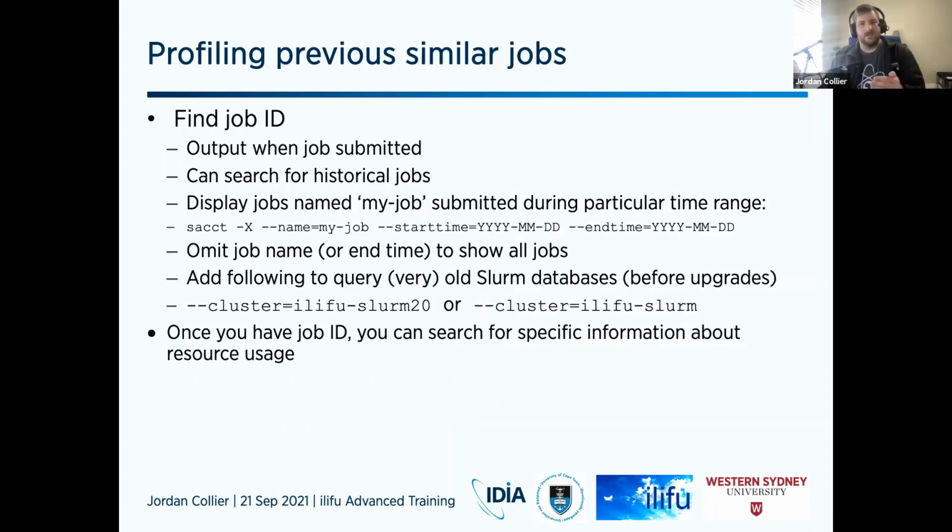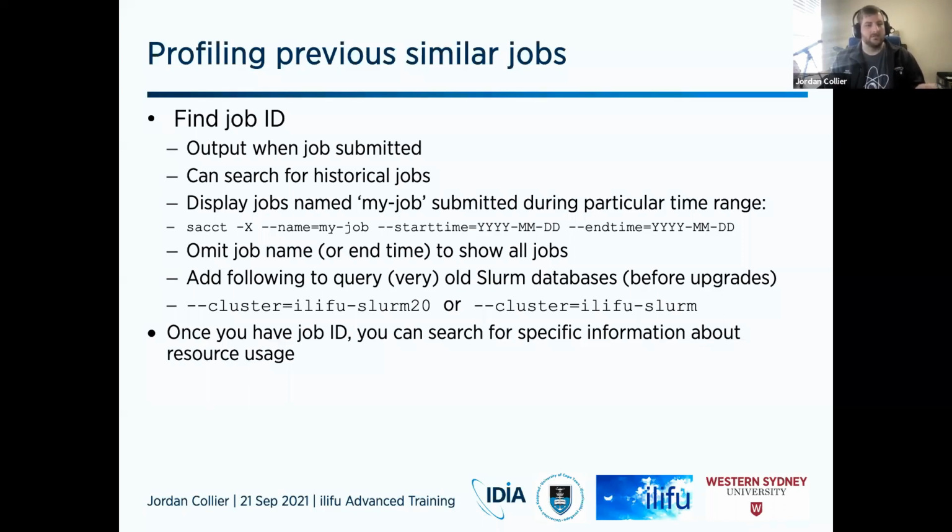So in terms of profiling previous similar jobs, you first need your job ID. This is output when you submit your job, but if you've lost this, you can actually search for this with historical jobs. Say you wanted to search for a job named My Job, and you know a particular time range in which that was submitted, you could run this saccount command that I've displayed here. It will show you one line for each of those jobs. Or if you don't remember the name, you can omit the job name, or you can even omit the end time to just search for everything since that start time.